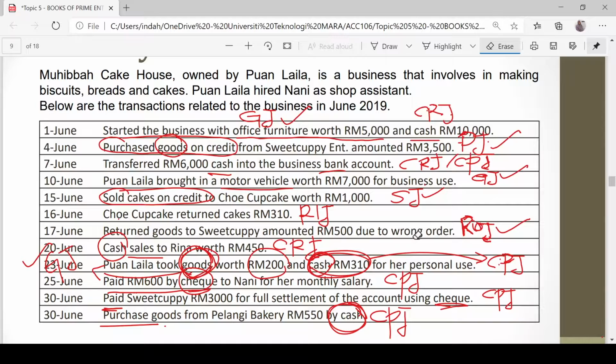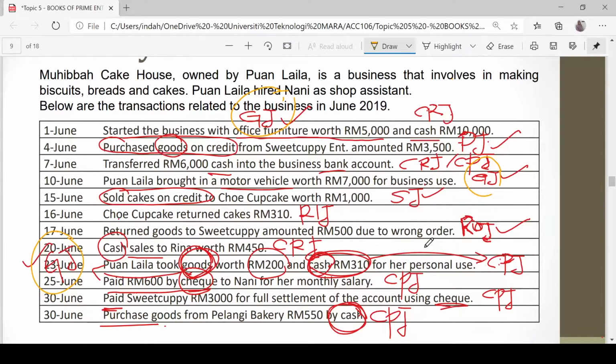How many general journal entries do we have? We have one here, office furniture, to be recorded in the general journal. We have one here where Puan Laila took goods worth 200, to be recorded in the general journal. Do we have any other transaction? Yes, Puan Laila brought in a motor vehicle, also to be recorded in the general journal.